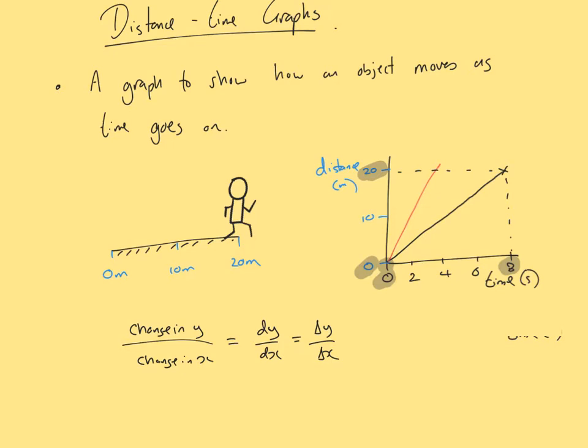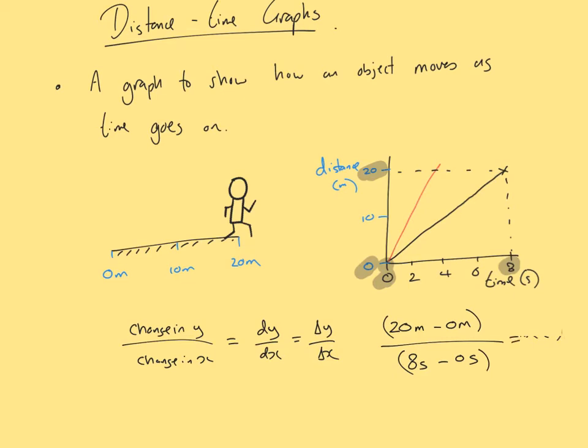So the distance has gone from 0 to 20, so it ends at 20 meters, and it started at 0, so that's our top line, that's how much y has changed. And then x, time, well, it ended at 8 seconds, but it started at 0 seconds, so that bottom line is how much our time has changed.